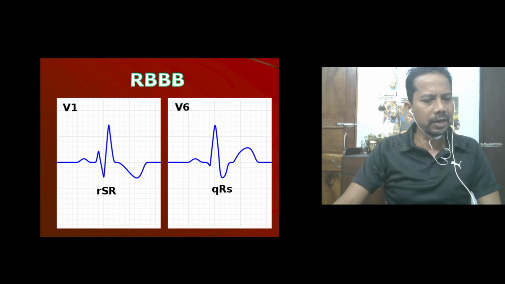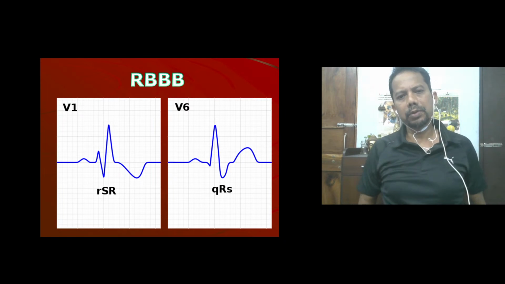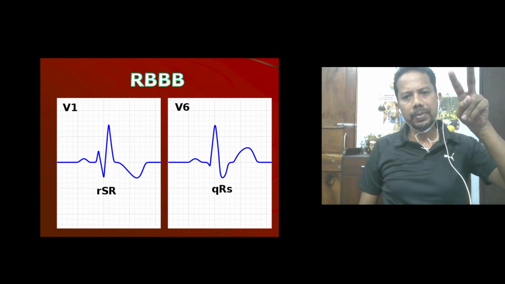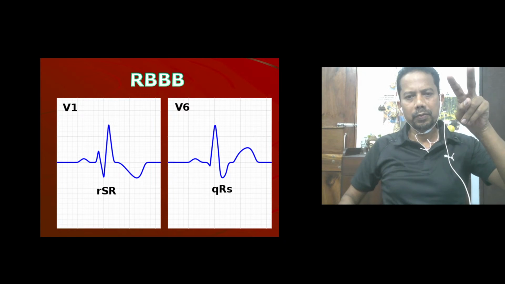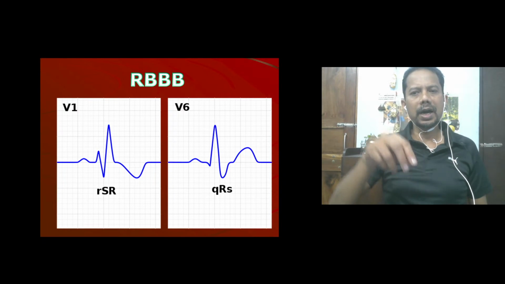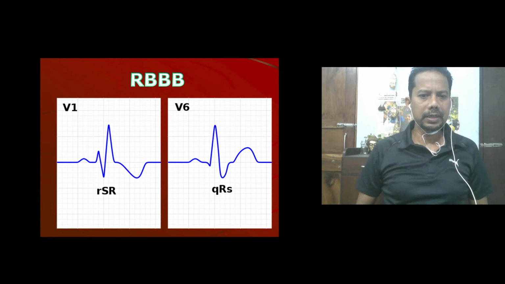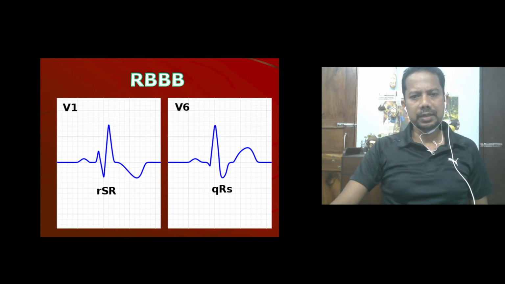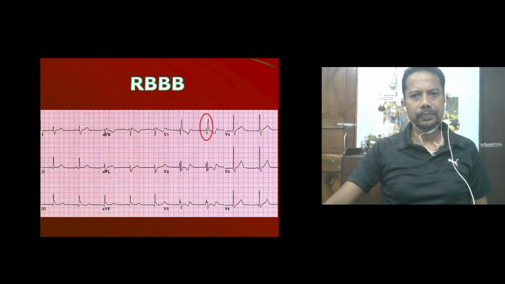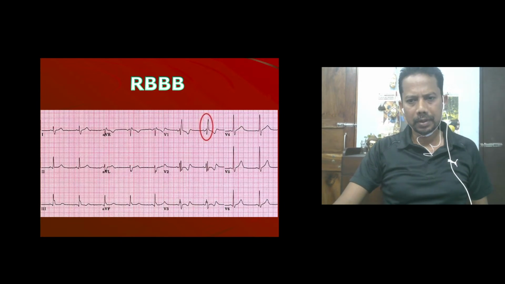Okay, now we come to right bundle branch block. Right bundle branch block is opposite of LBB. So there will be tall R in V1, V2, deep S in V5, V6. And in V1 you will see R, S, R dash pattern. So first R is small and second R is big. So that is R, S, R dash pattern.